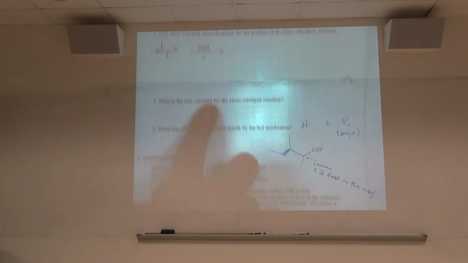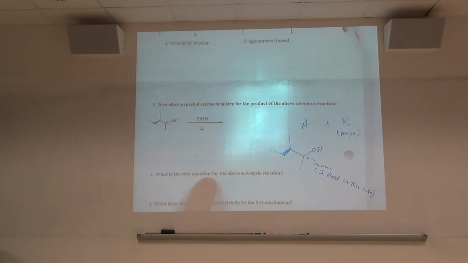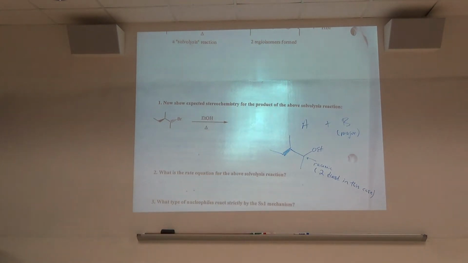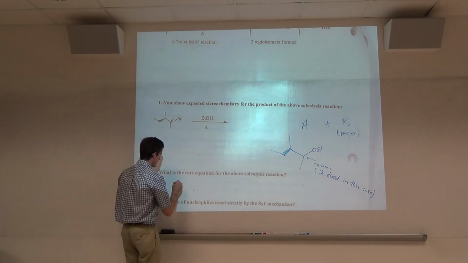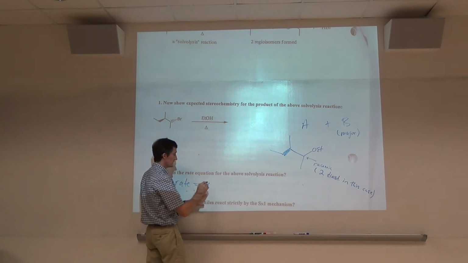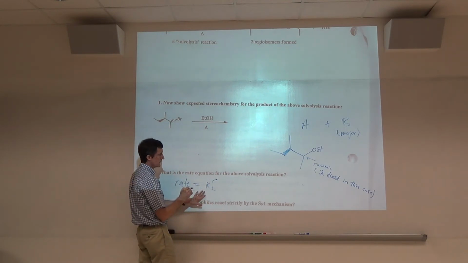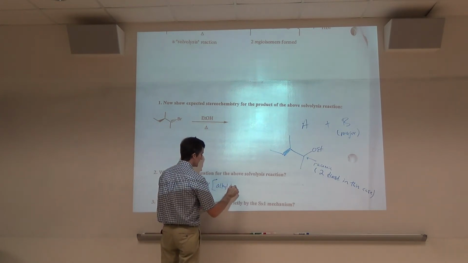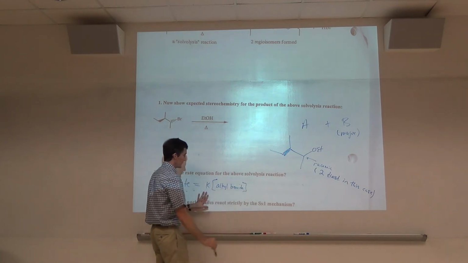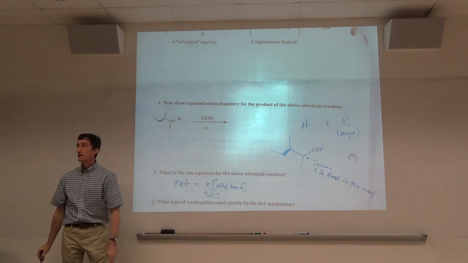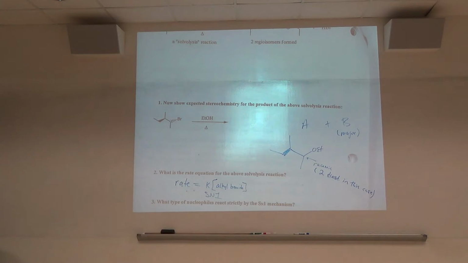What is the rate equation for the above solvolysis reaction? For forming either product, what's the rate equation? Rate equals some type of constant times what? Just the one on the left, just the bromine. Concentration of the alkyl bromide? Because it's SN1. Is the ethanol involved in the rate limiting step? No.